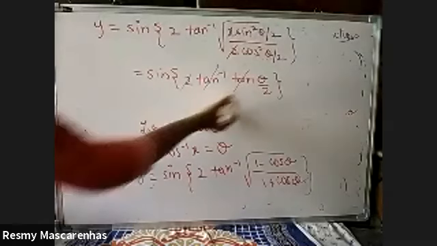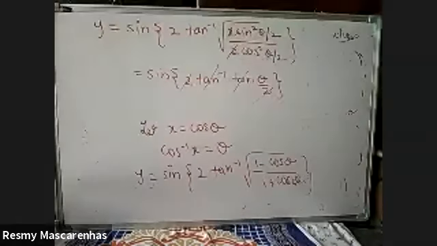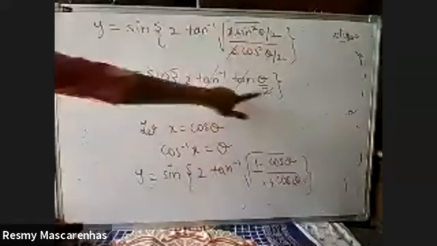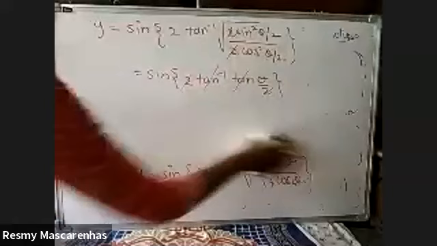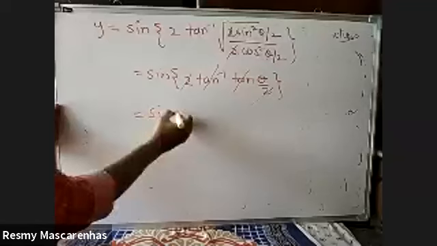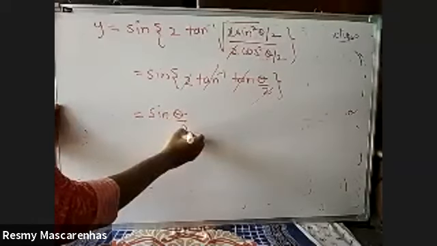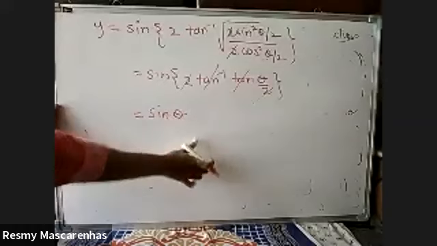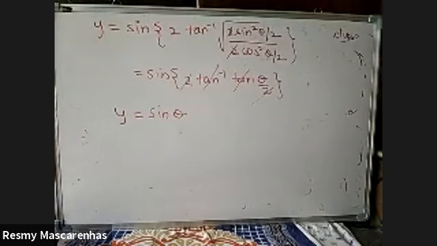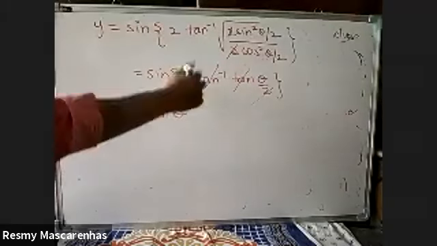Now again what will happen? 2 and 2 will cancel. First tan inverse, tan will cancel, and then when you write the next step, 2 and 2 will cancel. So what you will get is sine of theta, no? So y is sine theta. Don't directly write dy by dx is cos theta. Don't differentiate till you write it back in terms of x.